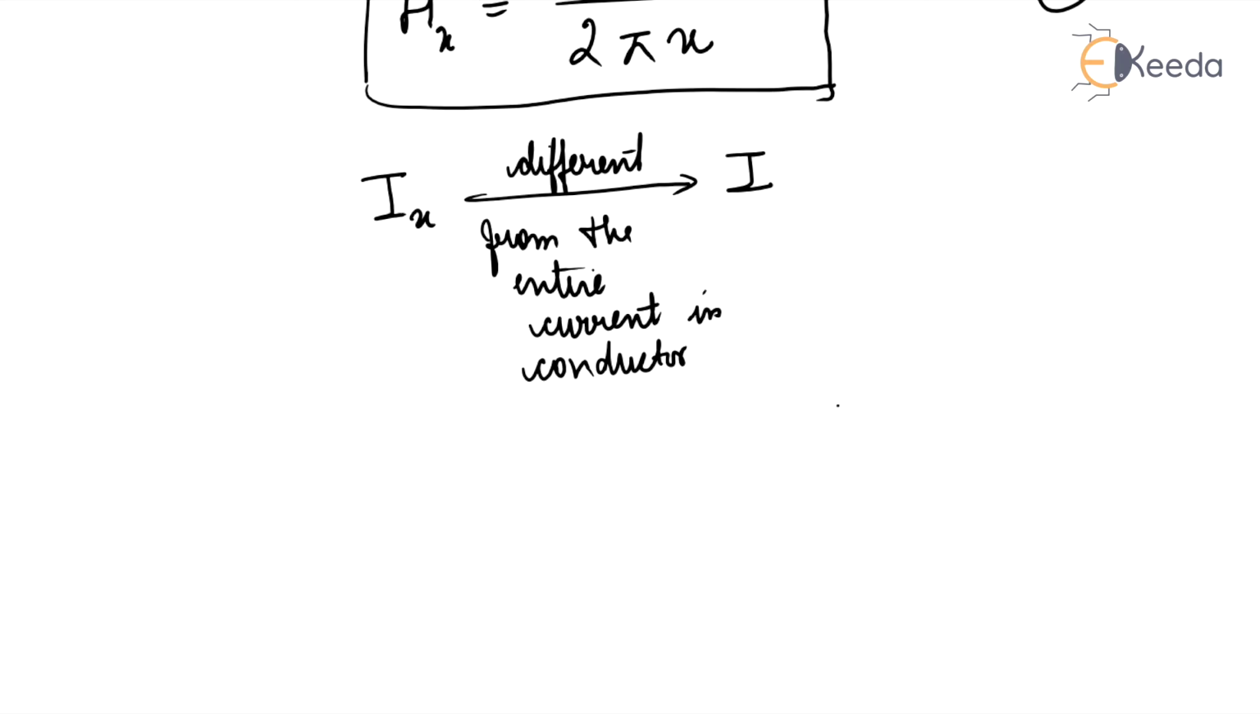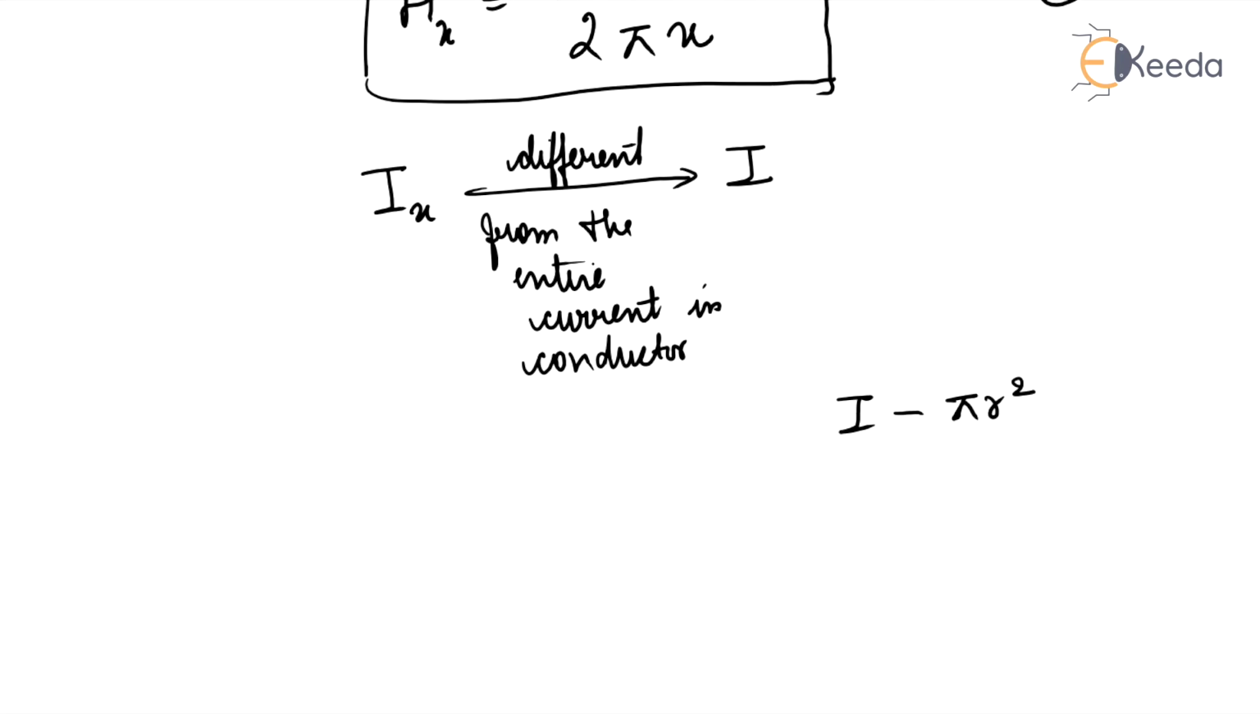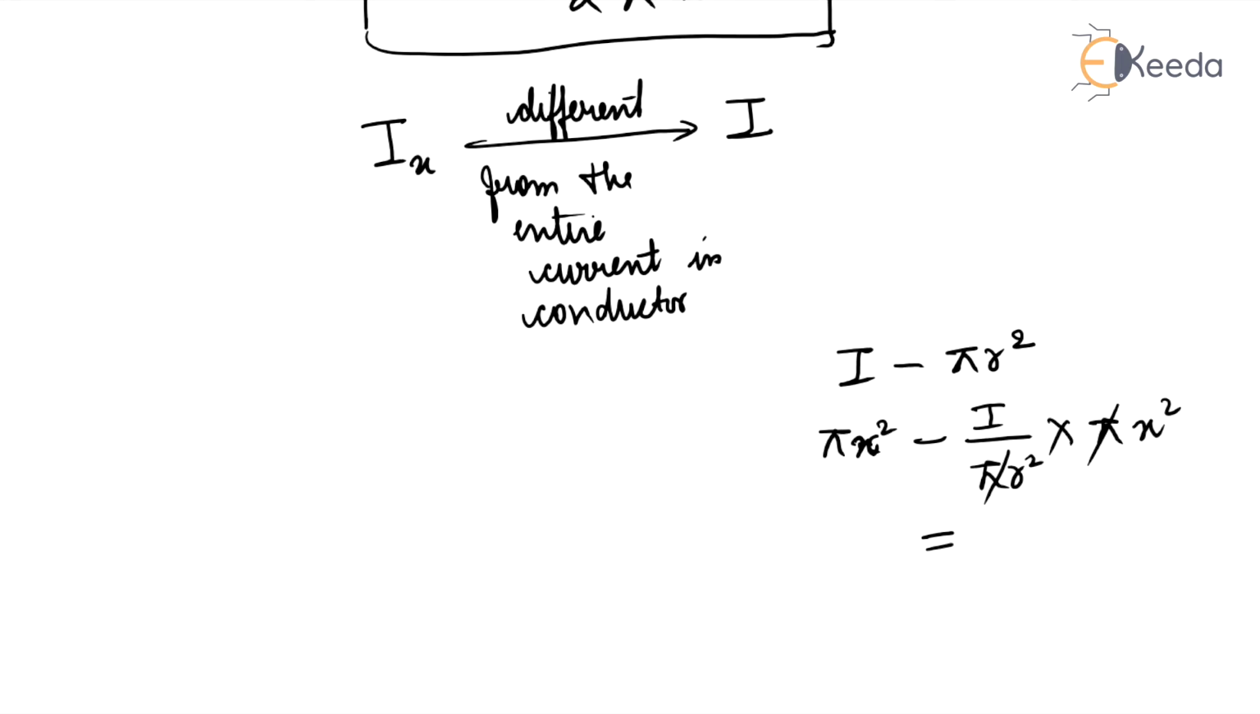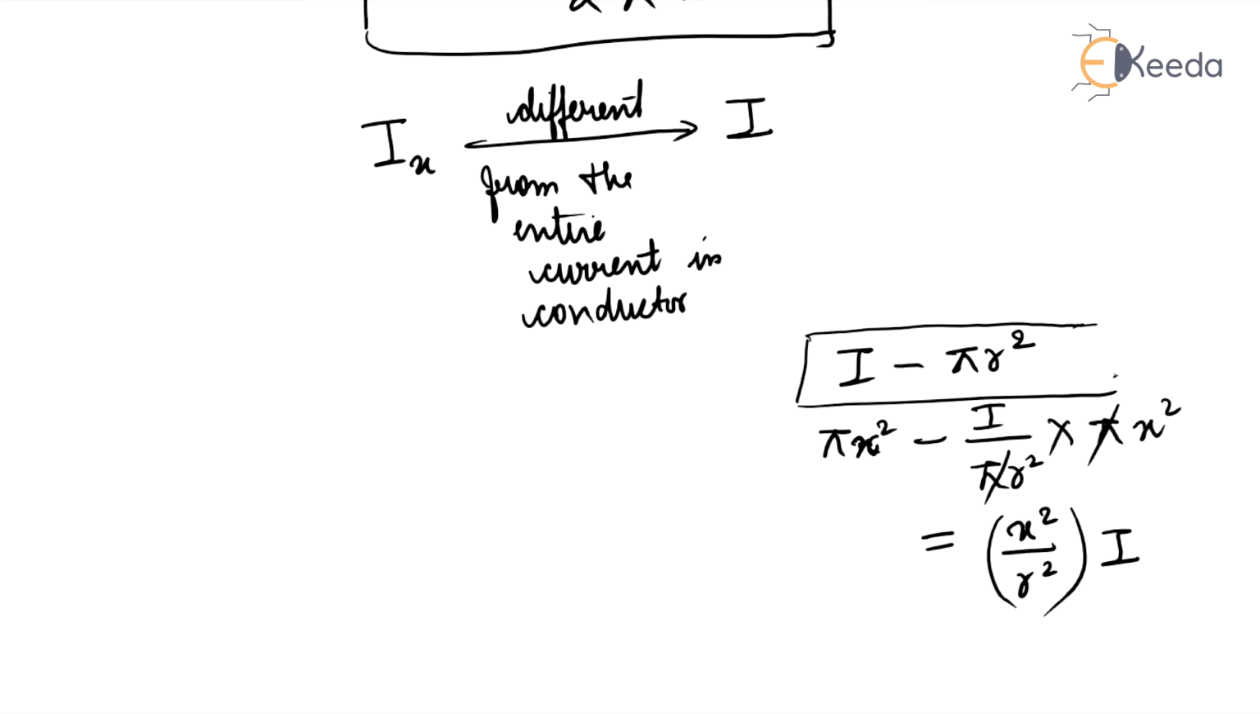Means if I is equal to pi r square, so for pi x square, how much current does pi x square carry? So I upon pi r square into pi x square. This pi cancels out. So it is equal to x square upon r square into I. So we know that current flow is directly proportional to the cross-sectional area.